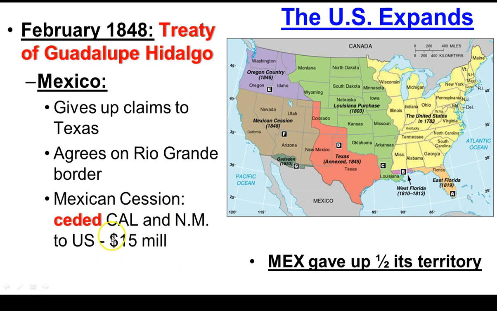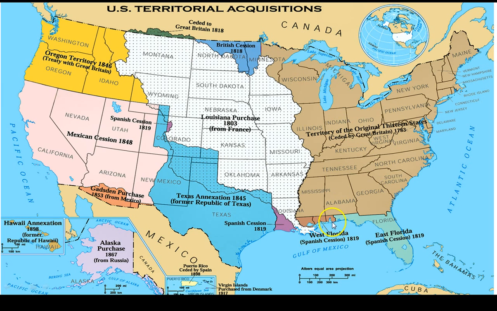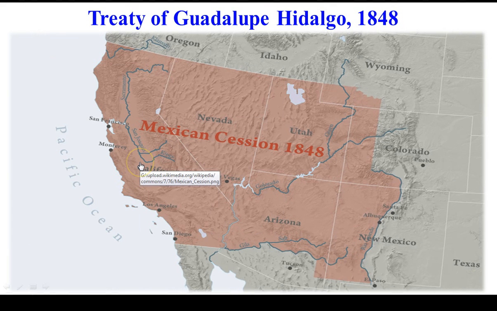I guess the first proposal of $30 million was a better deal. So they got a lesser deal plus a war. Mexico loses half of its territory in this. So it's a significant move, and basically we have manifest destiny almost achieved. Not settled yet, but almost achieved. And we'll talk about the Gadsden Purchase a little bit later. So this is our Treaty of Guadalupe Hidalgo, Mexican cession.